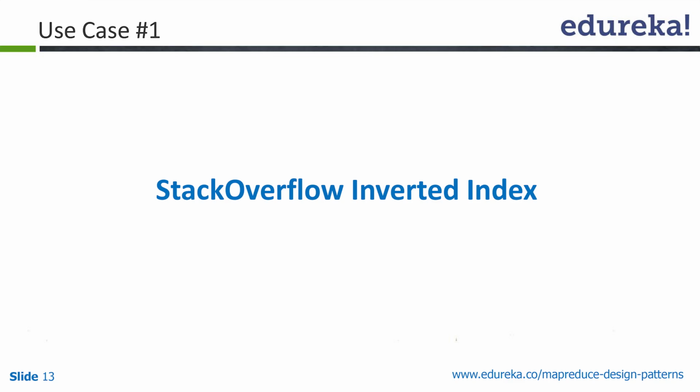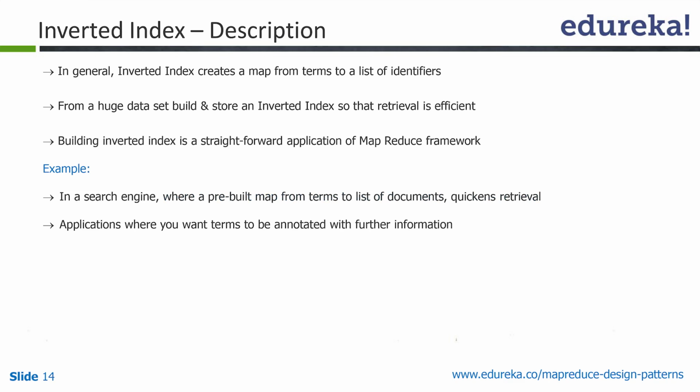In general, an inverted index is a data structure, like a map, from terms to a list of identifiers where those terms are actually present. That's a simple definition of this. And these are really useful when you have a huge data set and you want to do retrieval out of such data sets; then an inverted index is just a necessity. You cannot do without that.